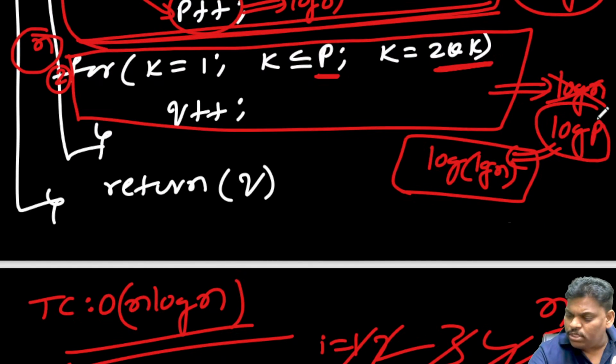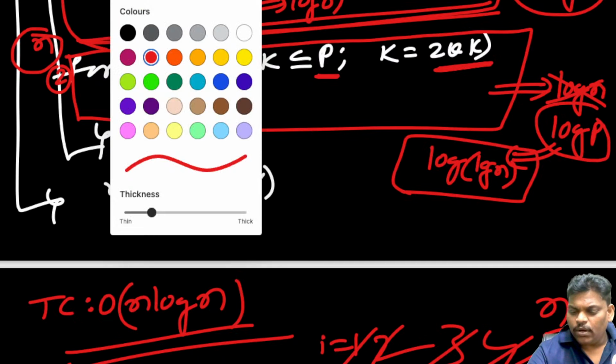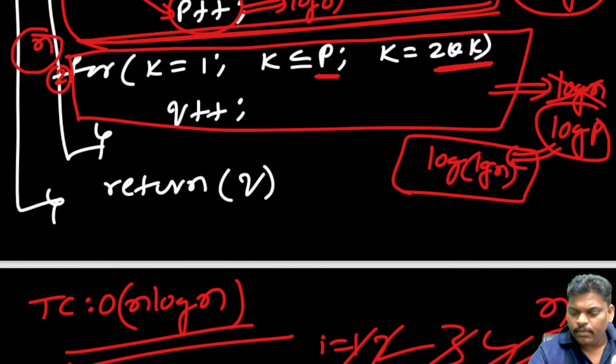This is the only mistake people can make. The third loop is log p. What is p? p already executed log n times, so the p value is log n. So the third loop is log n.